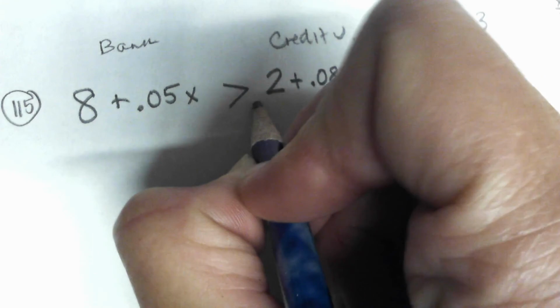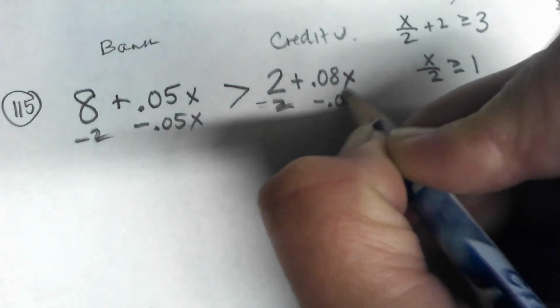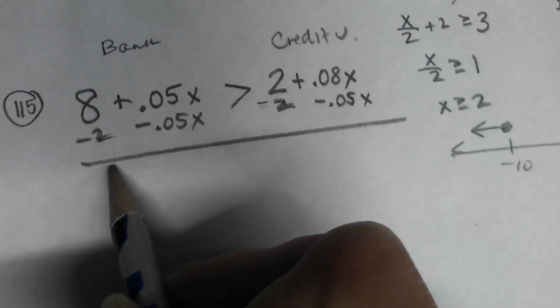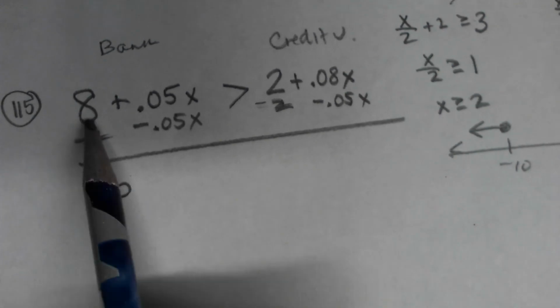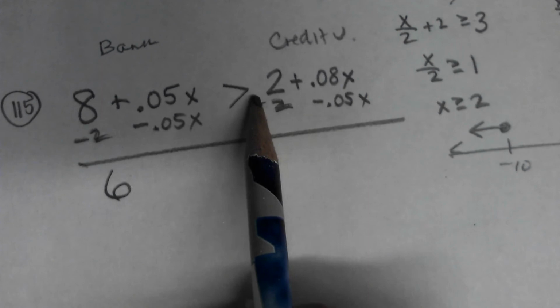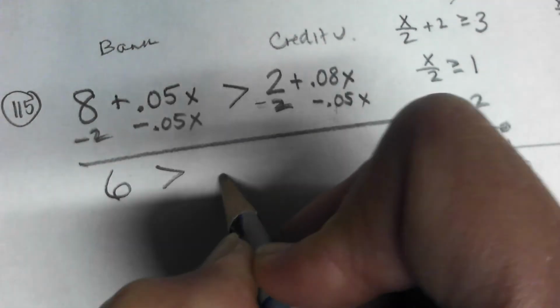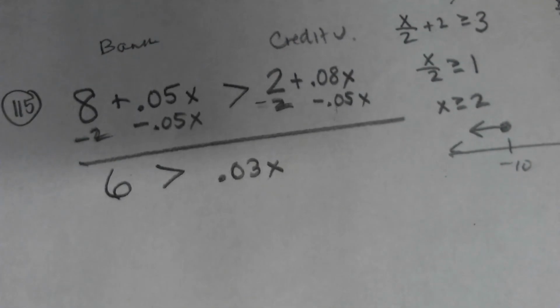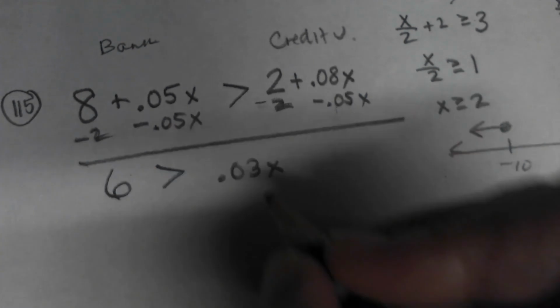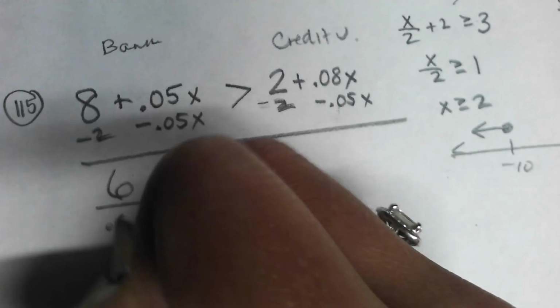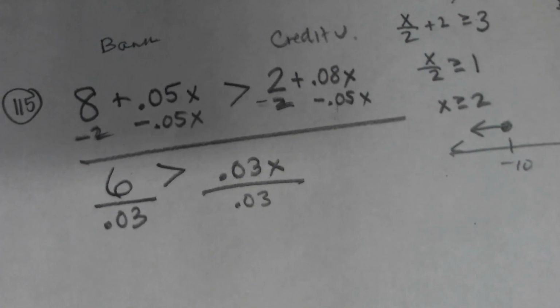So I will subtract my 2 over to the left, subtract my 5 cents per check over to the right. So essentially, this $6 overcharge on the flat fee needs to be made up for by the credit union's 3 cents more charge, right? How long will it take for that 3 cents change in charge per check to make up for that $6 differential in the beginning? That's really what's conceptually happening here. So divide by 0.03 and 200. That sound good?